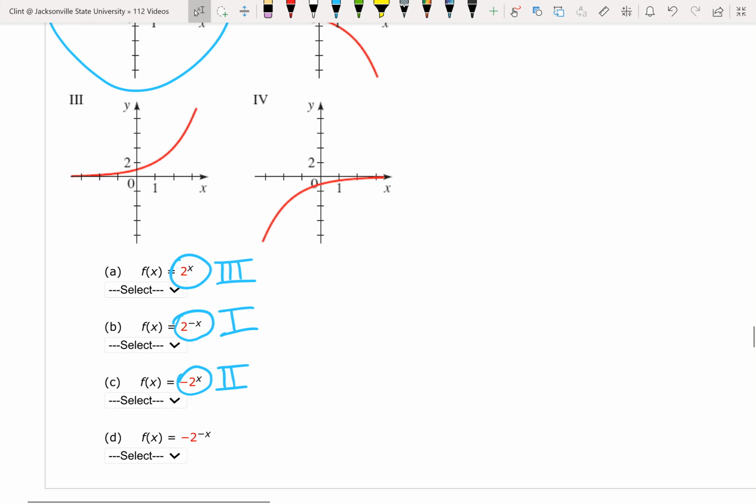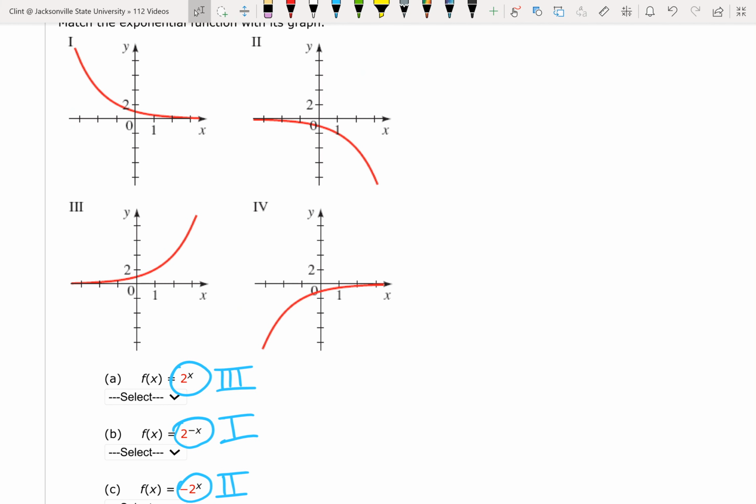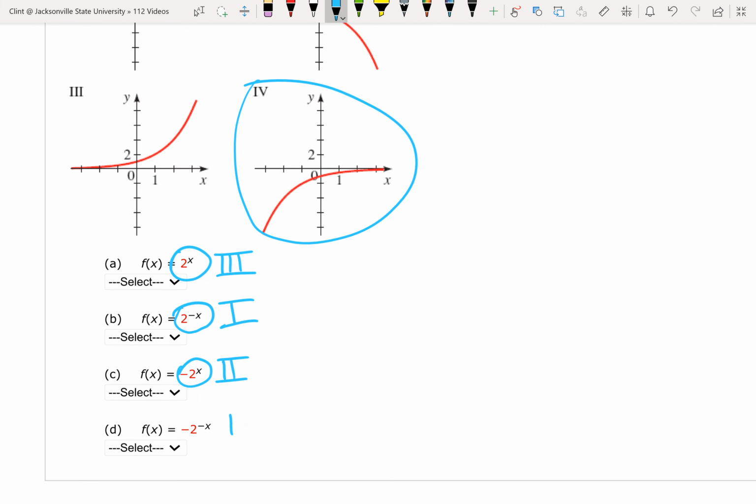And then the last one, we know what it's got to be. But let's look at what's happening. So it's doing a y-axis reflection with this negative sign and an x-axis reflection with this negative sign. So we switch the left and right sides, and we switch up and down. That's going to be graph 4.